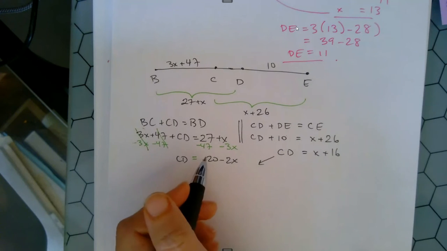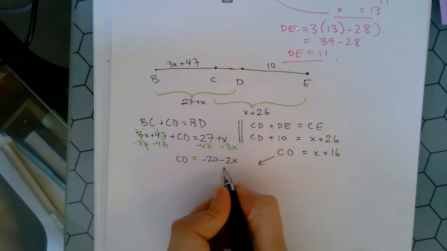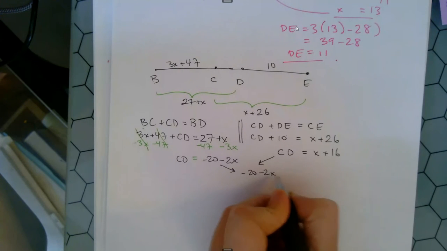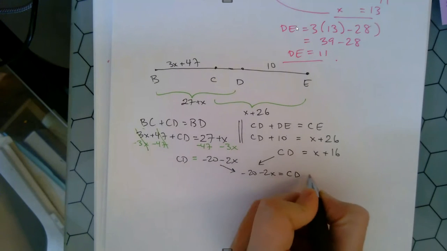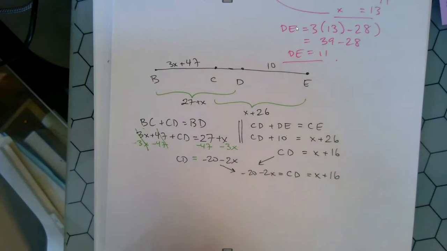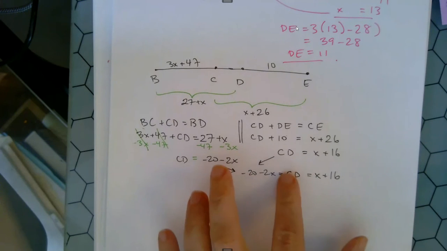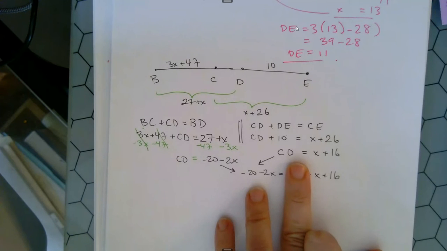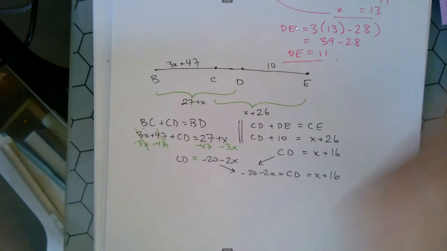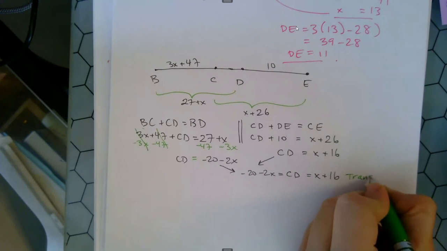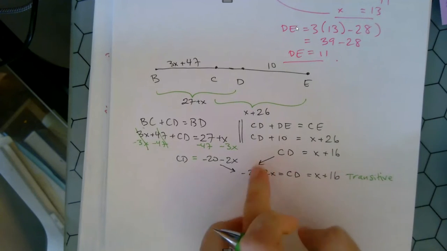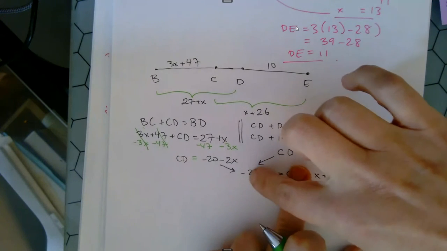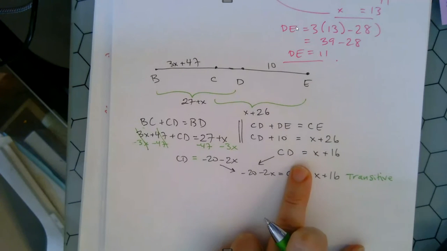And the reason this is useful is that we now have 2 expressions for CD. So I'm going to say negative 20 minus 2x equals CD, but also CD is equal to x plus 16. And what's going to happen here is I can cross over these 2 equal signs and skip the middle, and set these 2 equal to each other and solve. It's called using the transitive property. We use that one a lot in geometry. The transitive property is when you have 2 equal signs and a thing in the middle that you can skip, and look at the first expression and the last expression and see if it gives you anything.